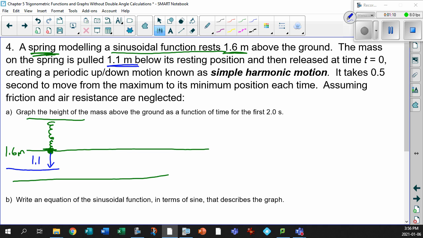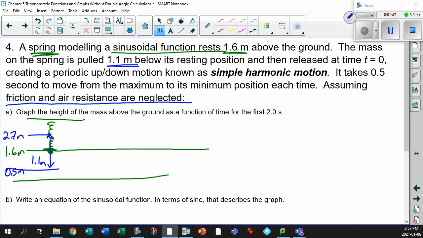This is going to be pulled down then, if you think about this, to what? Well, it's going to be pulled down to 0.5 meters because you're pulling it down 1.1 meters. So 1.6 minus 1.1 gives you 0.5 left. So there's your low point. And this is going to bounce back up to its high point, which, like it says here, neglecting friction and air resistance, okay? So this is going to bounce up to, yep, 2.7 meters. There you go. There's everything that you need.